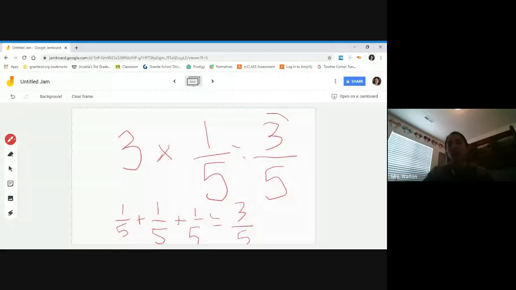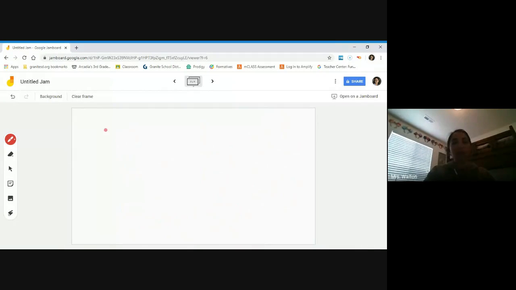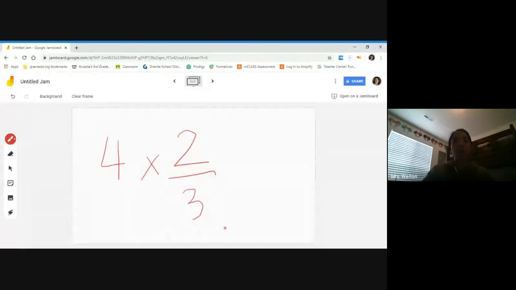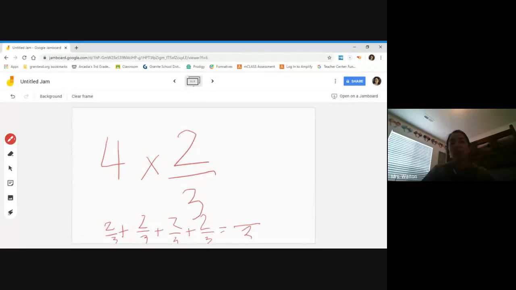Okay, so 3/5. Let me try another one. Let's say you have 4 times 2/3. Same kind of thing. You could sit there and write 2/3 out 4 times, and I'll do that to show you because it's exactly like level 1 with repeated addition. 2/3 plus 2/3 plus 2/3. When you add, you don't do anything with your denominator. You just get thirds as your denominator. 2 plus 2 is 4, plus 2 is 6, plus 2 is 8.